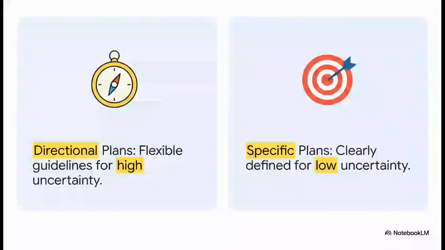Directional plans are flexible guidelines, which makes them best for high uncertainty. Specific plans are clearly defined, leave zero room for interpretation, and work best when there's low uncertainty. So, if your industry is chaotic and changing every day, you need a directional plan, something broad like improve our presence in the Asian market. But if your market is totally stable, you want a rigid, specific plan, like increase Q3 sales by exactly 15%.